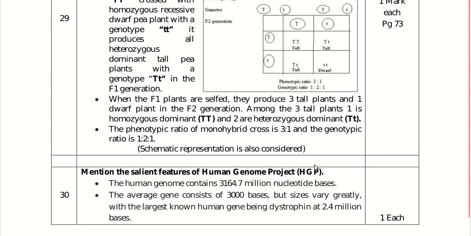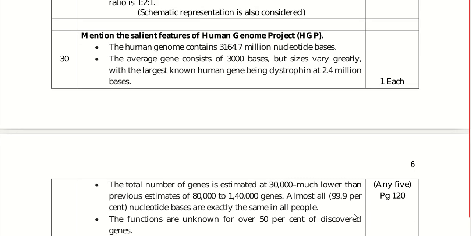Mention the salient features of the Human Genome Project. The human genome consists of 3,164.7 million nucleotide bases. The average gene consists of 3,000 bases, but the size varies greatly. The largest known human gene being dystrophin at 2.4 million bases. The total number of genes is estimated at 30,000, much lower than the earlier estimates of 80,000 to 1,40,000. Almost all, 99.9%, nucleotide bases are exactly the same in all the people. The difference lies in 0.1%.